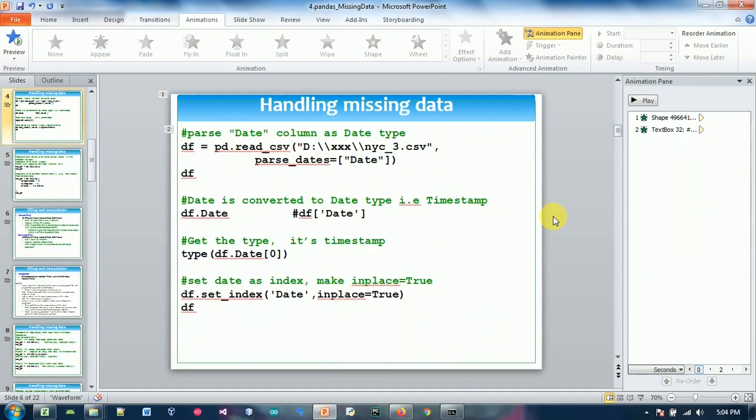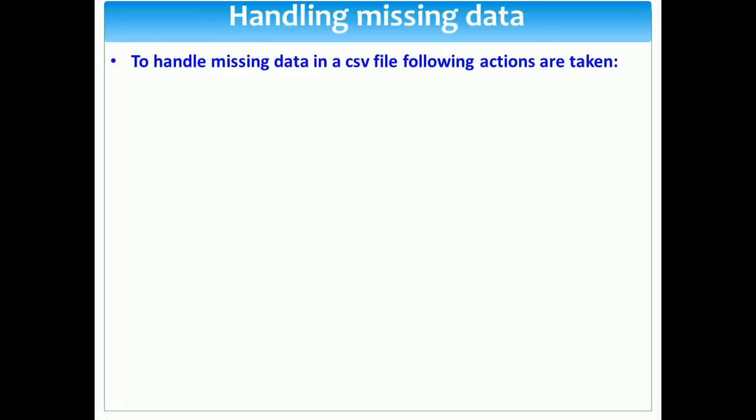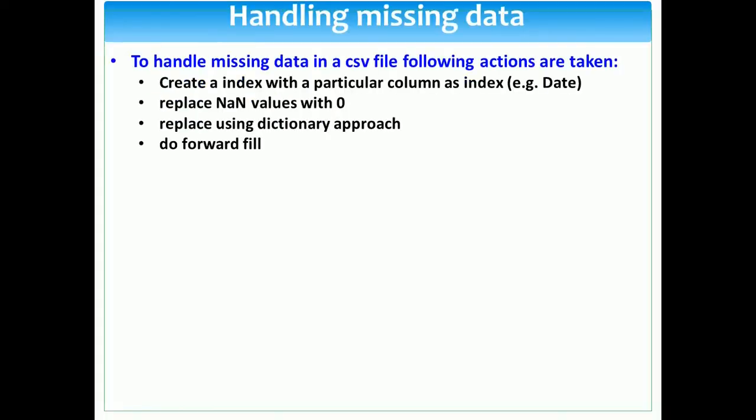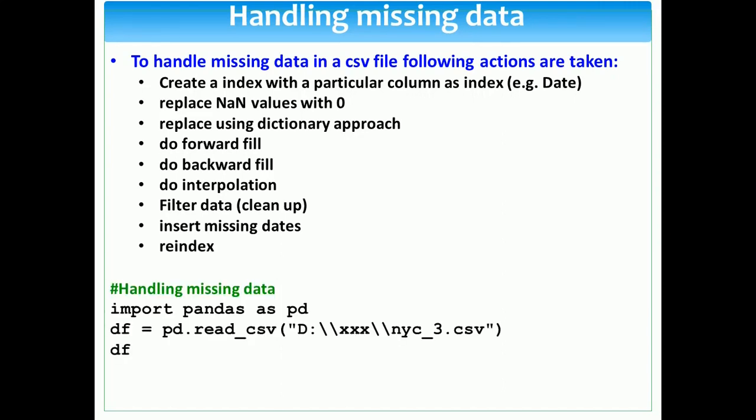So in this video basically we have seen the fill approaches. Just to summarize, we have basically replaced NaN values with zeros, then we made use of a better approach, that means using a dictionary. Then we understood forward fill, backward fill. Then we have made use of forward and back filling with respect to axis. Then we have seen interpolation, linear interpolation. Then we have seen time series interpolation. Then we cleaned the data, then we inserted the missing data, and then we have done the re-indexing.